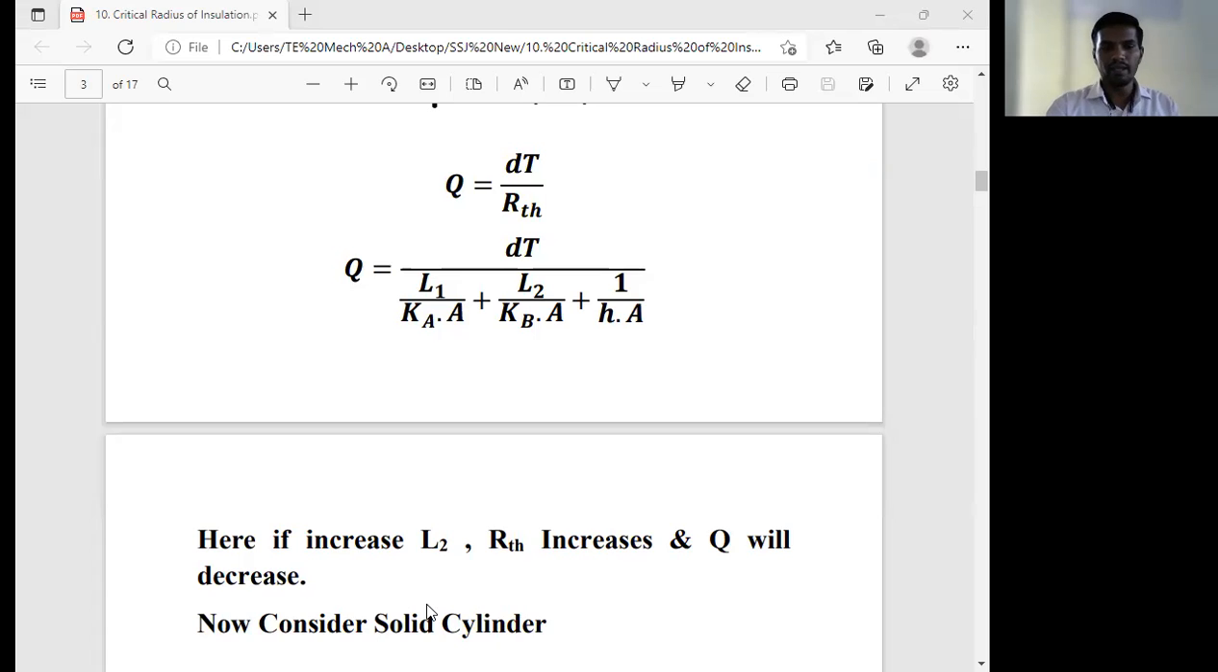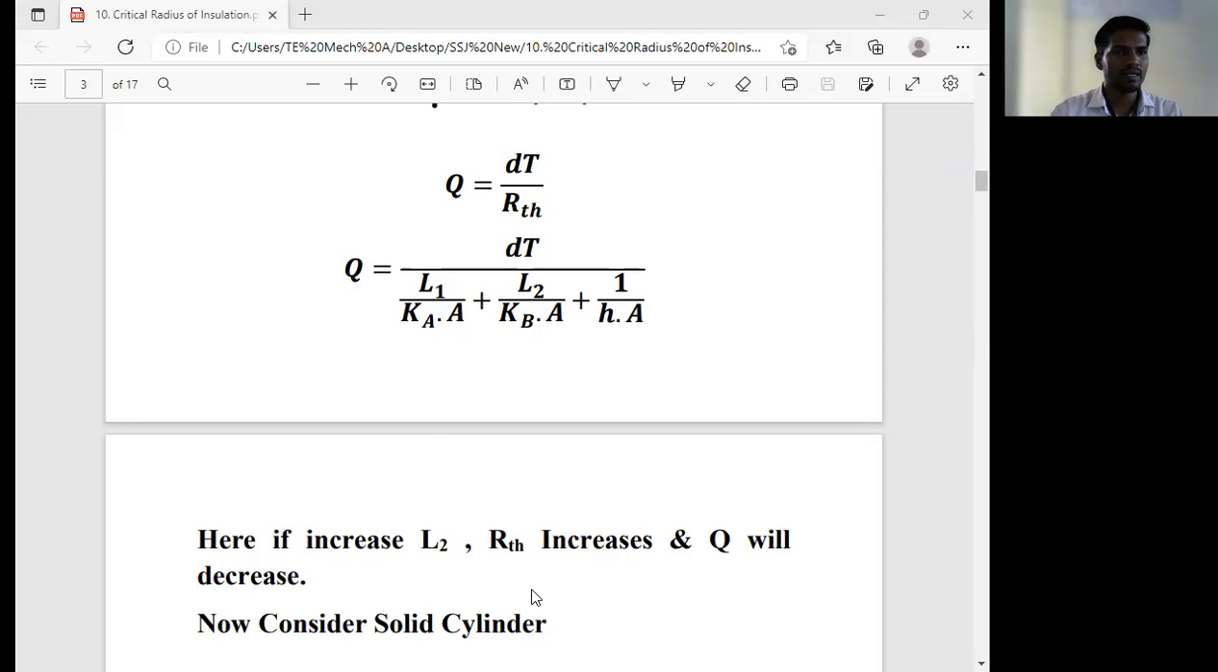Here, if increase in L2, thermal resistance increases and Q will be decreases.